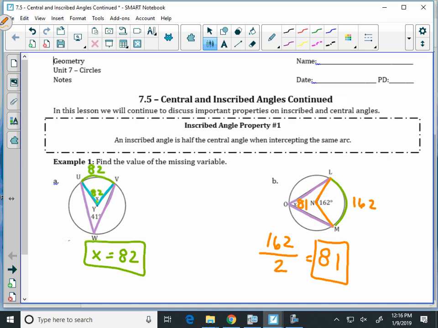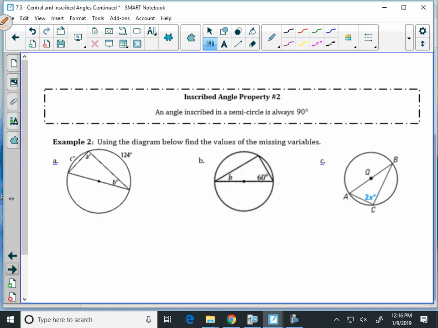So it's kind of combining the two things in one problem. Again, if you remember that property, that an inscribed angle is half the central angle when intercepting the same arc, you could have seen that the central angle was 162. We'll cut it in half, and that will give you 81. Okay. Questions over that? Again, if you don't remember the property, as long as you do the math, you're still going to get the right answer.